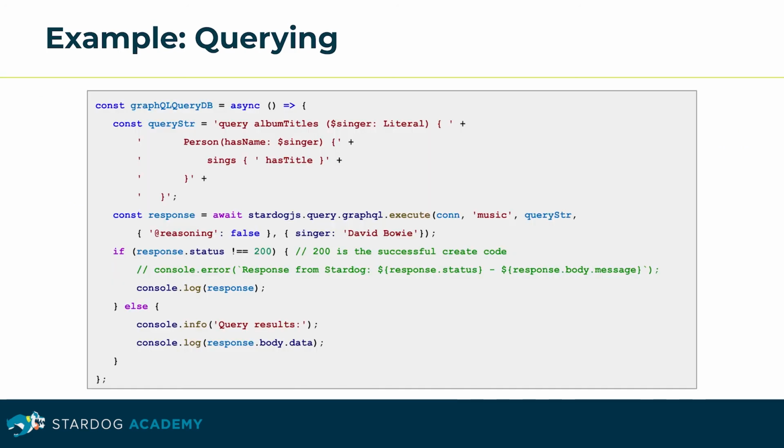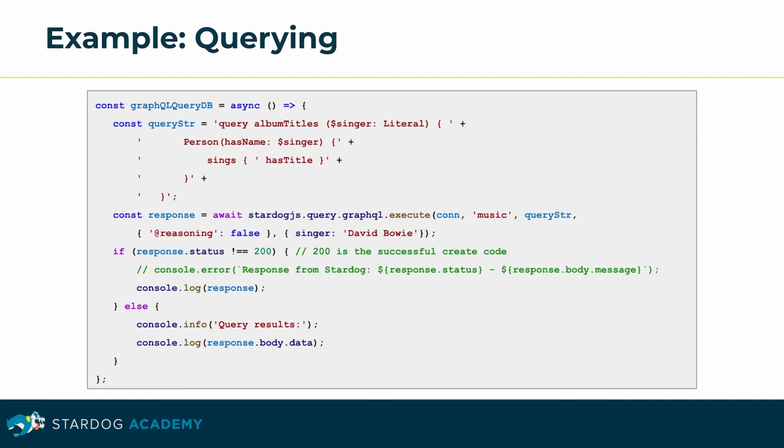In this code snippet, we set the query string with a GraphQL query. We again have the singer variable set inside of the query string. We use await and the Stardog.js query.graphql execute method, passing in the connection, the music database name, and the query string. We set the reasoning to false, and we set the parameter of the singer to David Bowie.